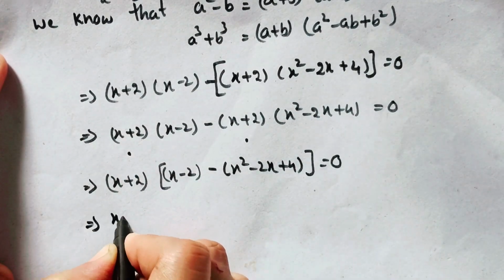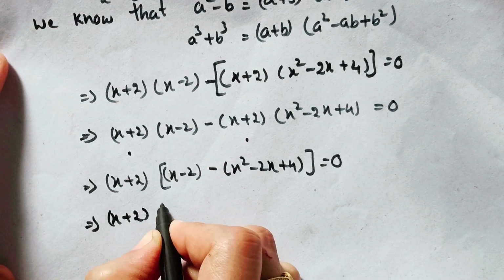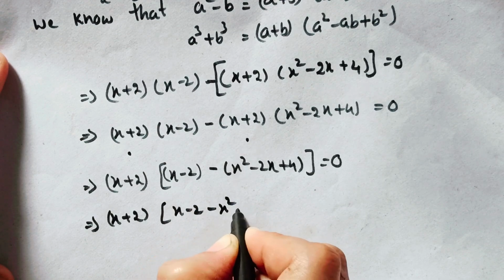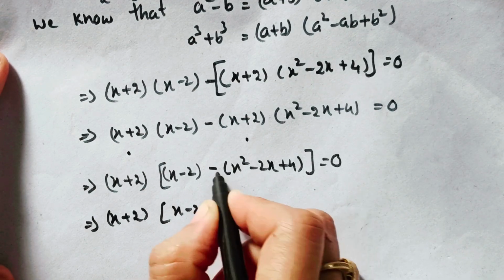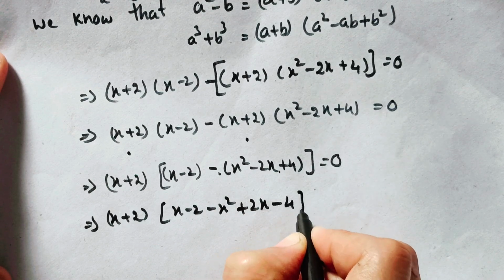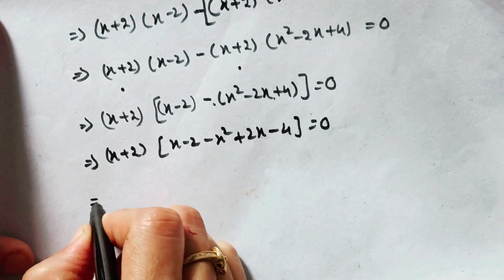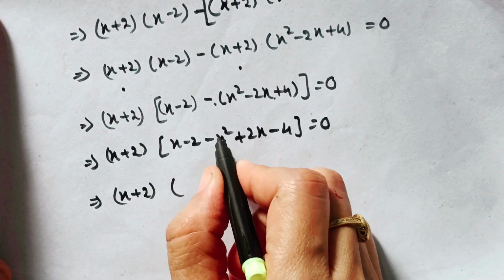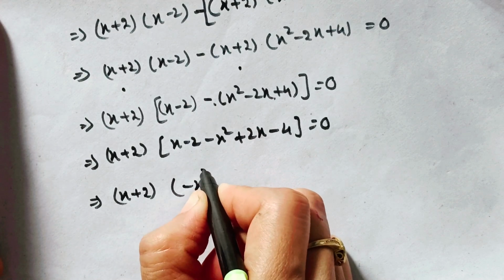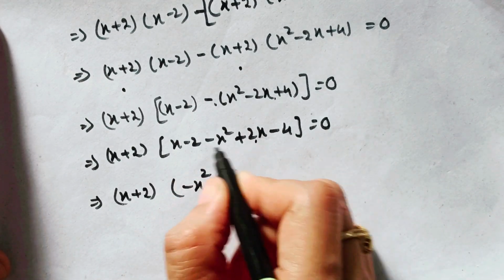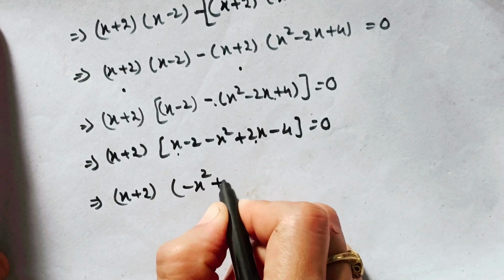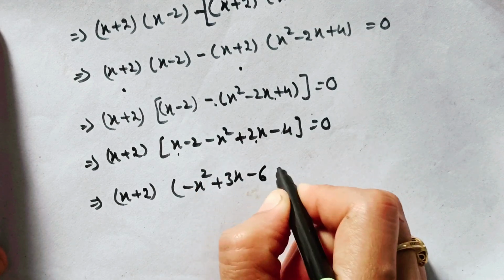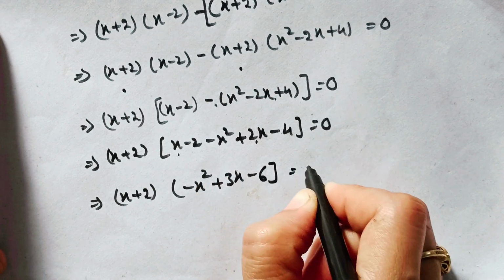Next step will be x plus 2, here x minus 2, this is minus x square, minus of minus is plus 2x, minus of plus is minus 4, equal to 0. Next step will be x plus 2 of, just look here, minus x square is there, which is the highest power over here. Then 2x and x, here plus is there, so plus 3x. Here minus 2 minus 4, minus 2 is minus 6, equal to 0.